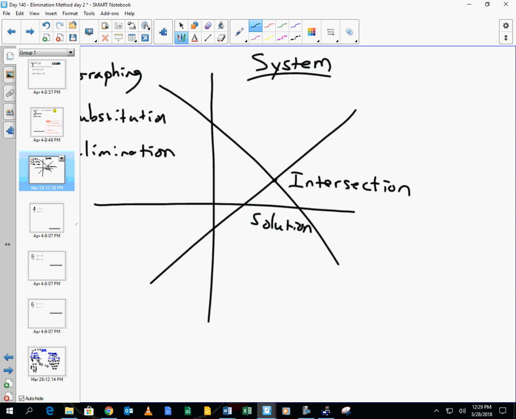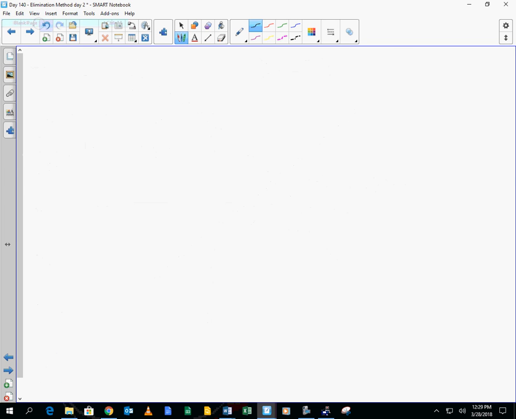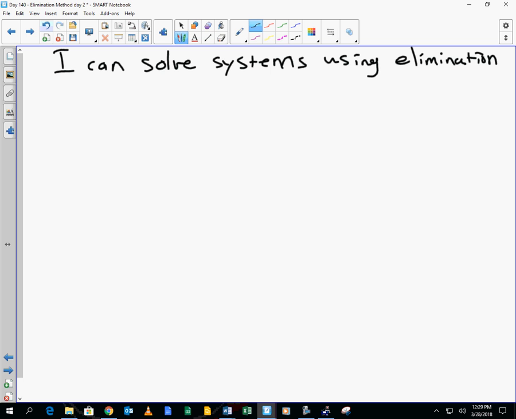And at the top of your notes, you can write, it says, I can solve systems using elimination. Okay, that's your I can statement for the day. We've really had three statements. I can solve by graphing, I can solve by substitution, and I can solve systems by elimination. Okay? So we're going to outline our steps again.